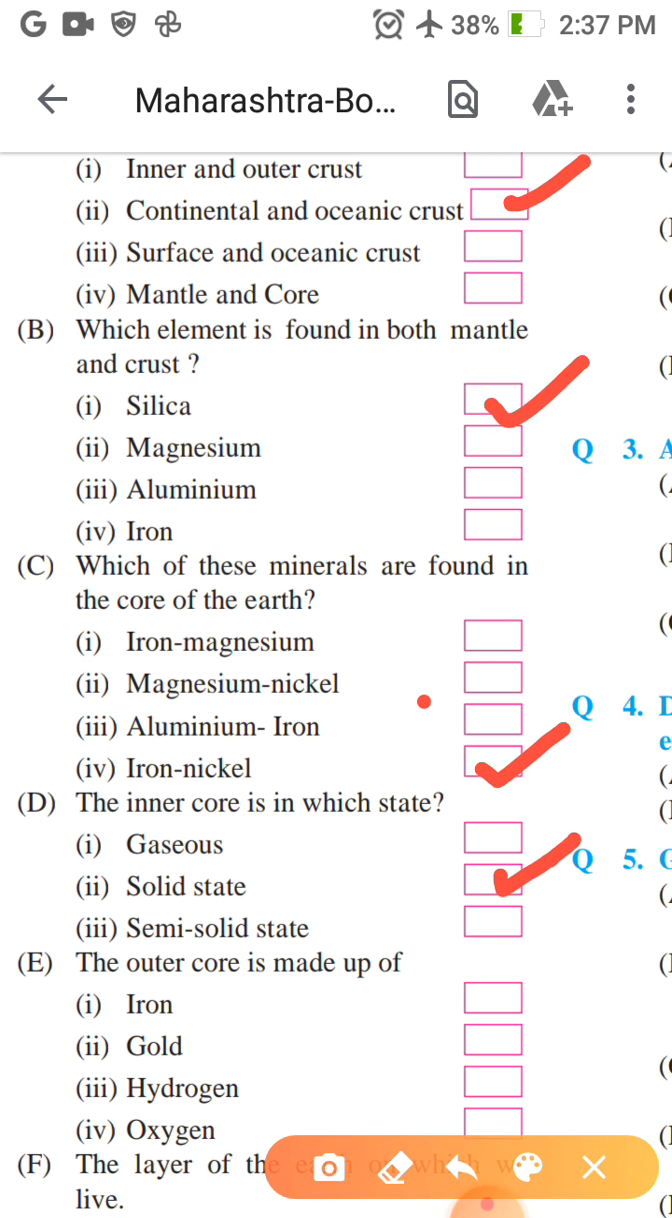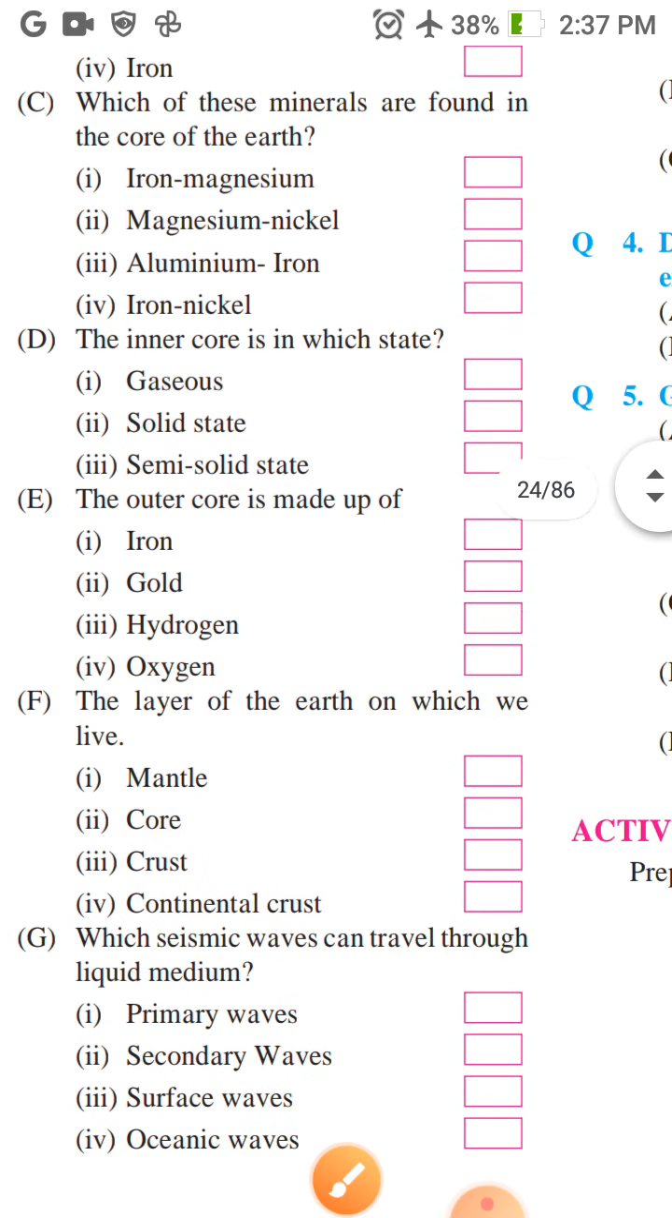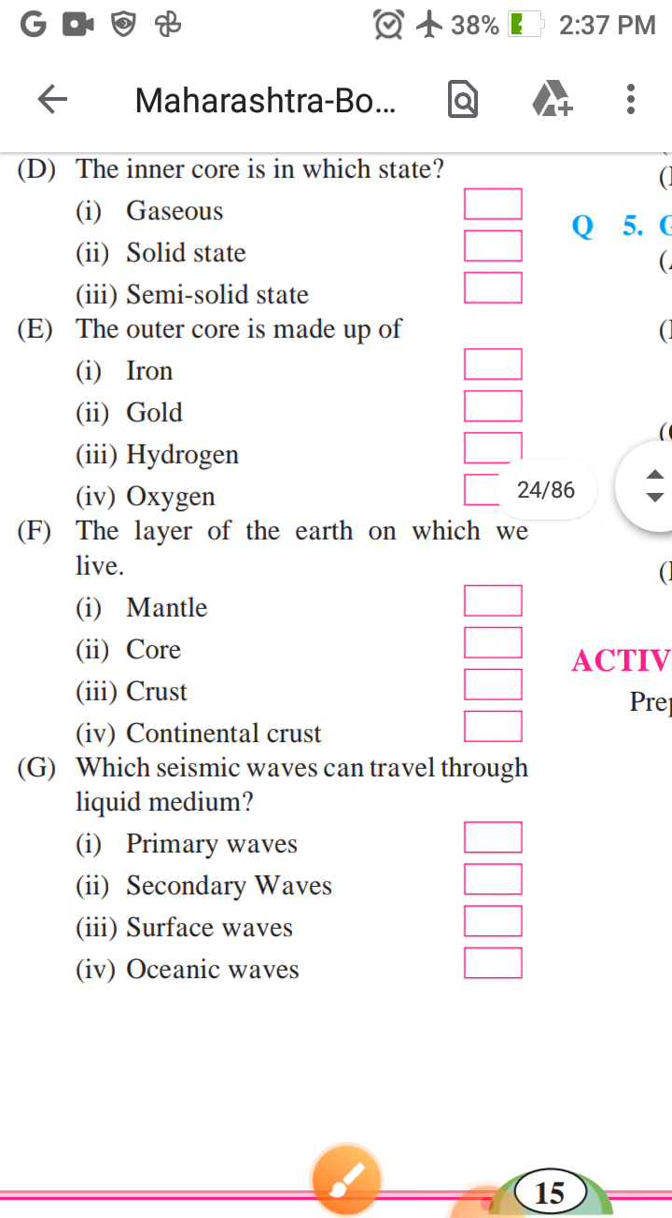Yes, tell me. What is the correct answer? Yes, iron. Outer core is made of iron. Clear? Okay, now look at the next. The layer of the earth on which we live. On which layer we live?